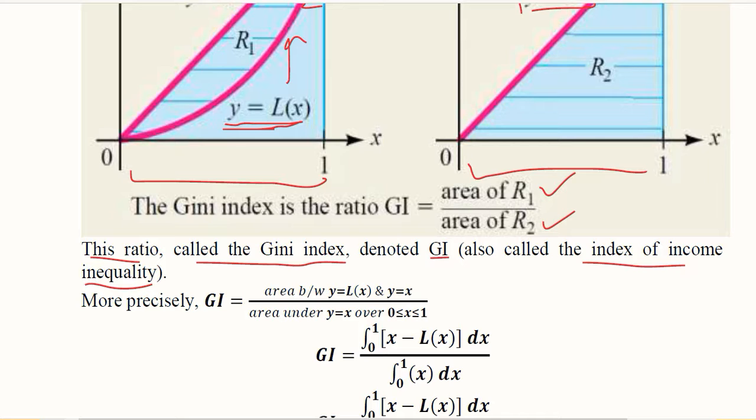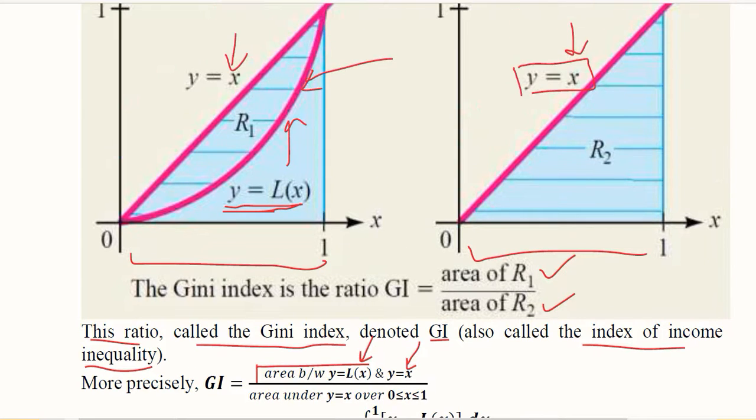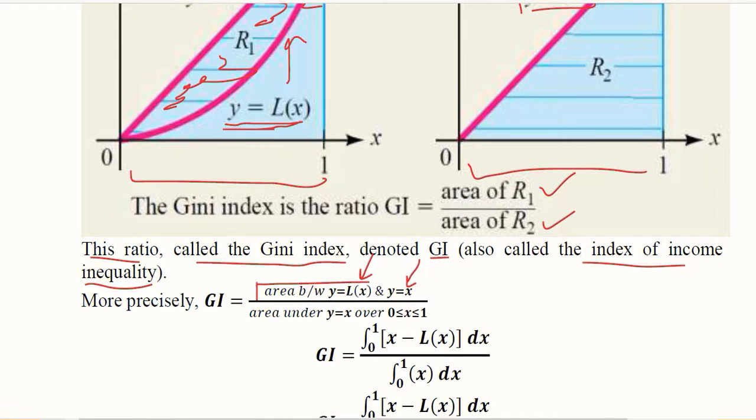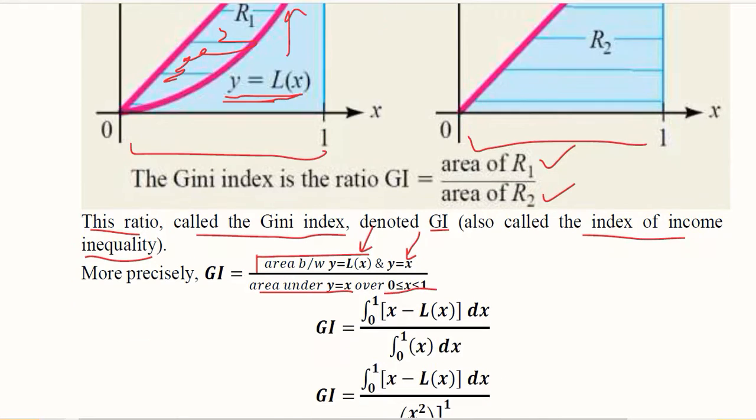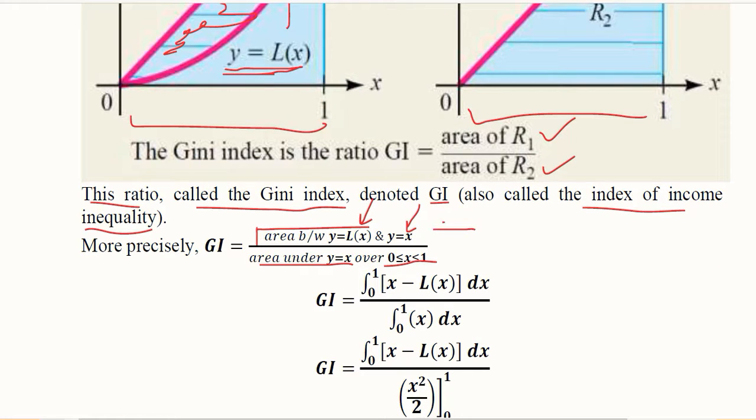So GI is that ratio between R1 and R2. R1 is basically the area between the Lorenz curve and the complete equality line. As you can see here, this is the area R1, and area R2 is basically the area under the complete equality line over the range 0 till 1. Now both of these can be converted into integrals. The value in the numerator is basically the difference of the two, that is the complete equality line and the Lorenz curve. We have written the difference of the two and taken the integral between the upper and the lower limit, that is 0 and 1.